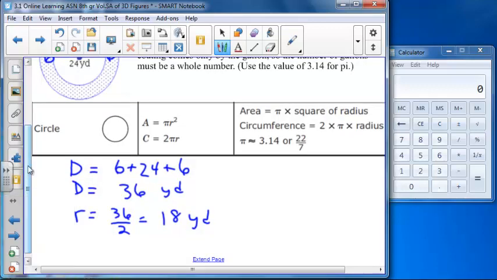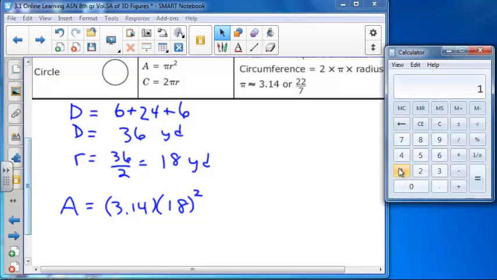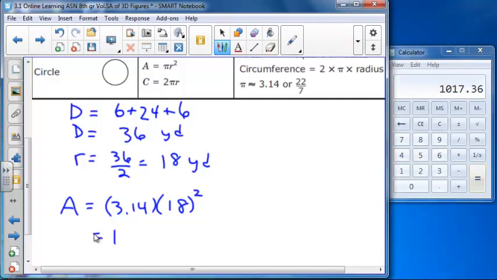So, we'll substitute 3.14 for pi. Again, this is our larger circle, and the radius of the larger circle is 18. We'll compute this area. 18 times 18 times the approximation of pi gives us an area for the larger circle of 1017.36.